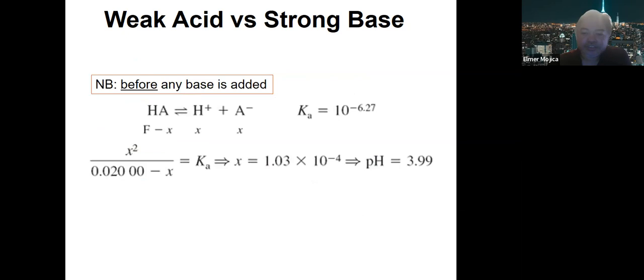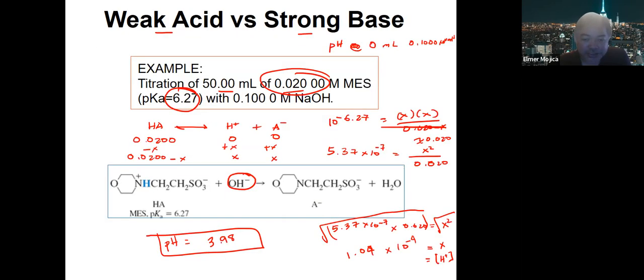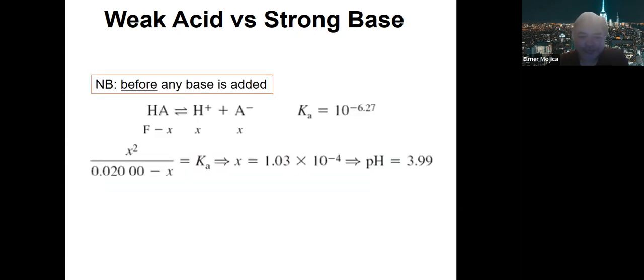So the next thing that we're going to do is restart. Remember, what do we have initially? 3.98. And then we added some amount. So this is the same as the one that I have, what we called salt, before any base is added. So around 3.99. So I get 3.98 because I have 1.04 times 10 to the negative 4, the one that I use.